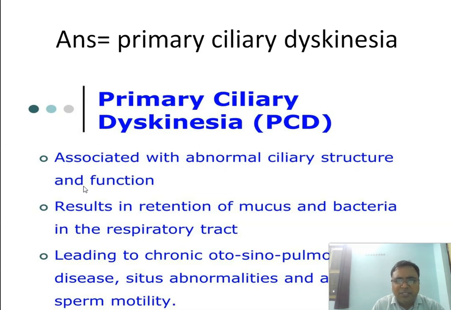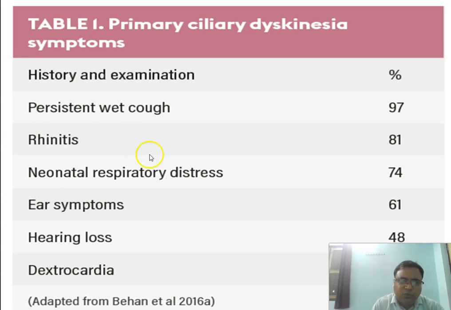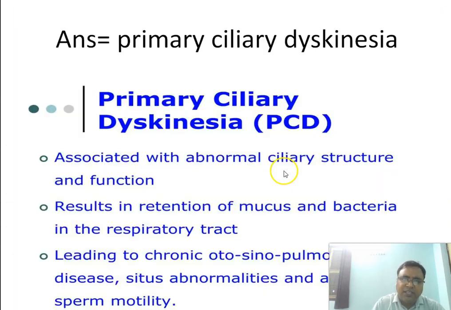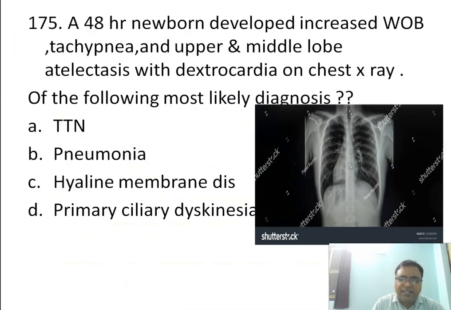As you know, primary ciliary dyskinesia is associated with abnormal ciliary structure and function, resulting in retention of mucus and bacteria in the respiratory tract, leading to chronic oto-sino-pulmonary disease, sinus abnormality, and abnormal sperm motility. Clinical features are persistent wet cough, rhinitis, neonatal respiratory distress, ear problems, hearing loss, and dextrocardia. Around 46% have dextrocardia. So here the answer is primary ciliary dyskinesia.